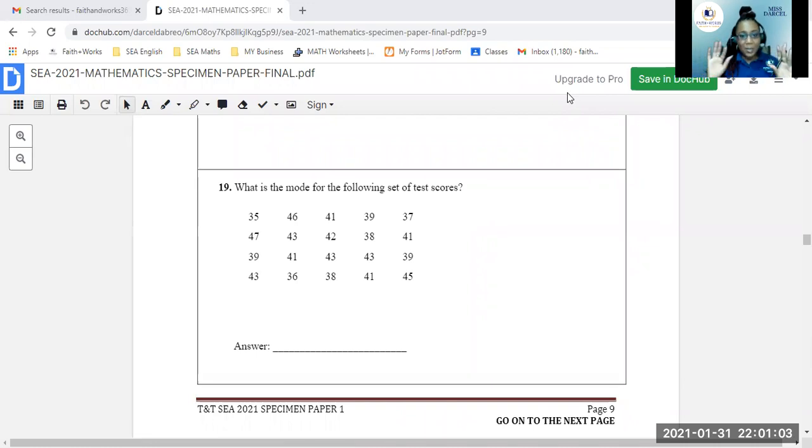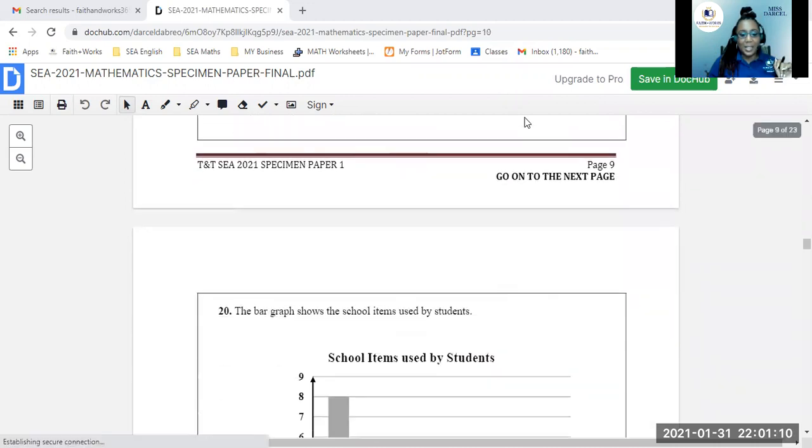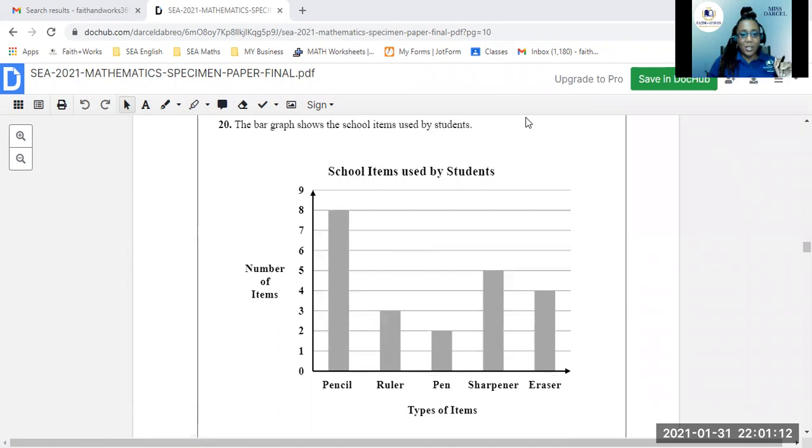All right, we had a little glitch in the matrix there, but we're back. Okay, and the last one, everybody. The bar graph shows the number of school items used by students. So on, they'll call it the y-axis, but you're in primary school, all right? So the number of items is written on this left side, vertically, and the type of items is written horizontally, right?